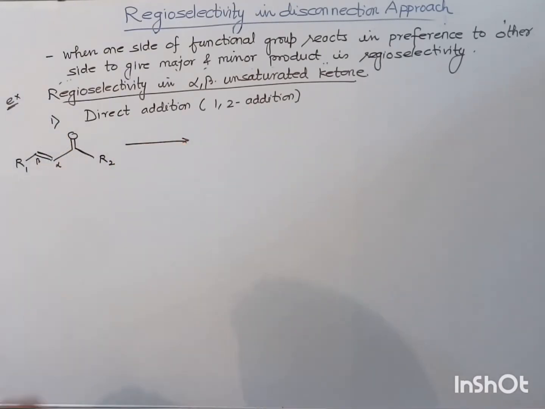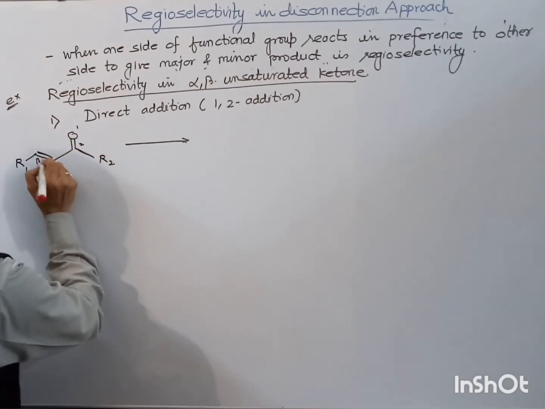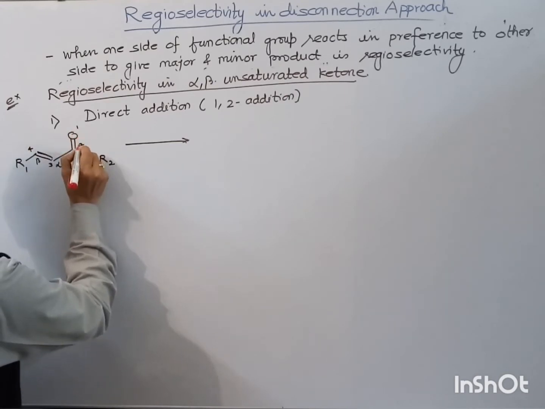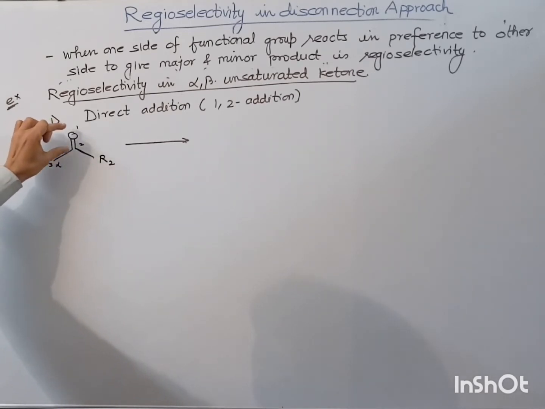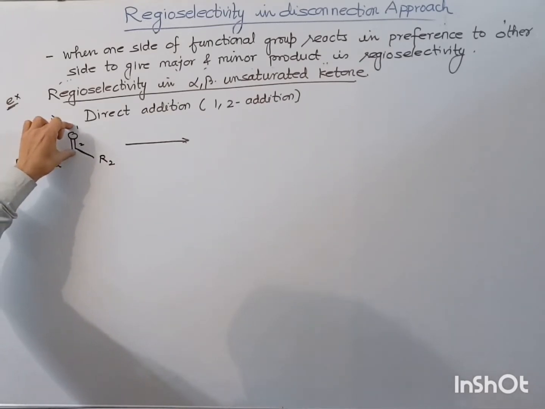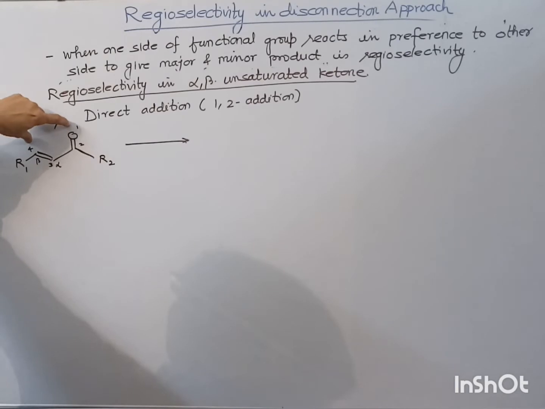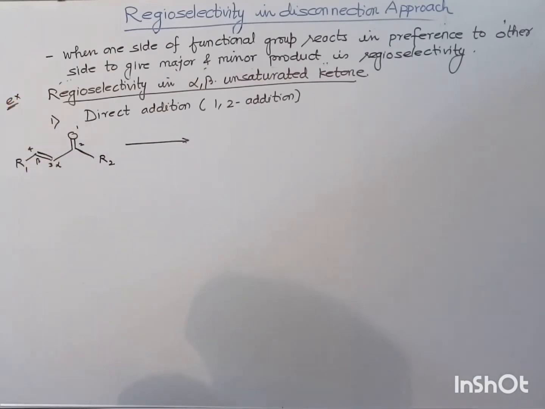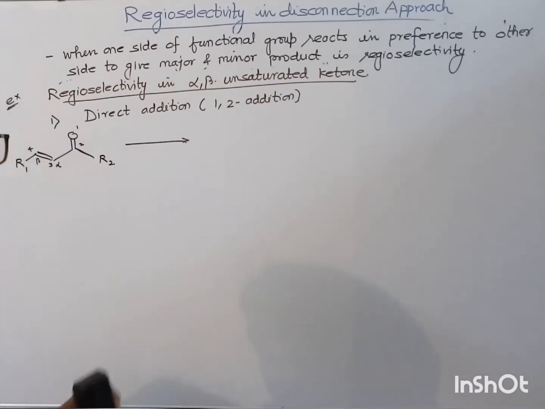So in this alpha beta unsaturated system, we can number it as 1, 2, 3, 4. Suppose this is the first position, second, third and fourth. So the nucleophile or the reagent can add over the 1,2 position, then it is called a direct addition. Or the reagent can add over the 1 and 4th position, and that is called the 1,4 addition or conjugate addition, or it is also called the Michael addition.